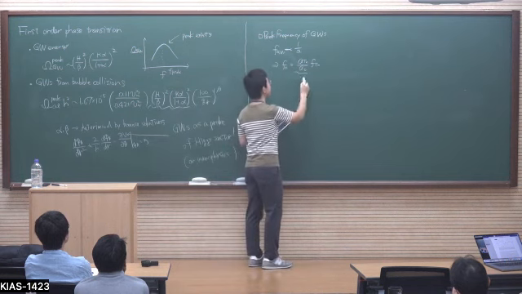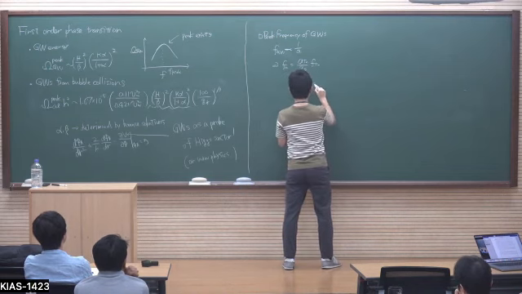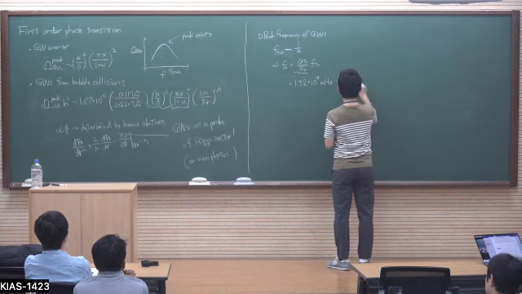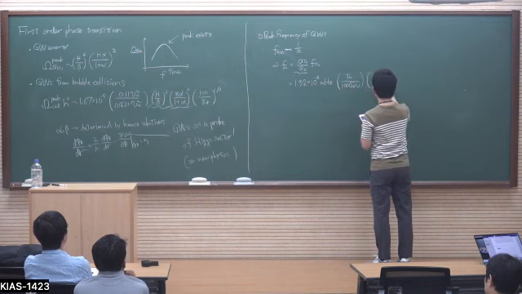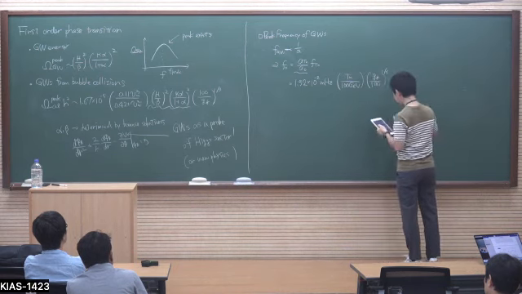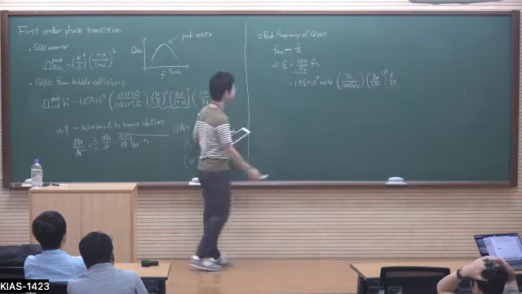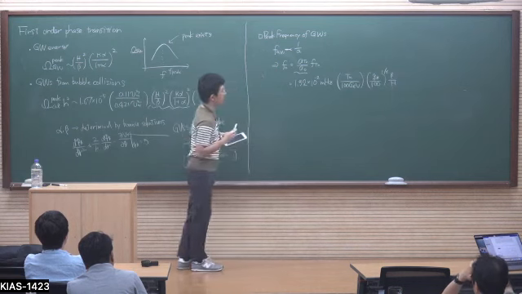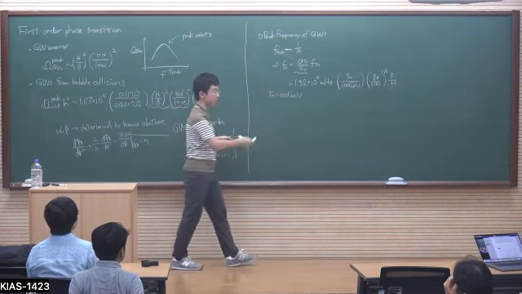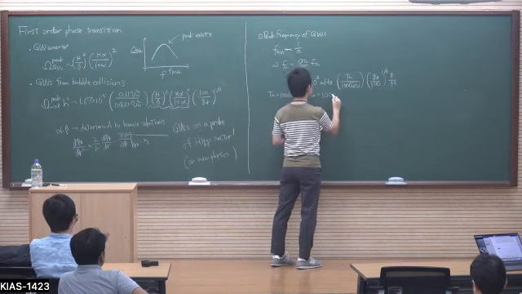By evaluating this form factor carefully, you can obtain this form. So if the Tn is around 100 GeV, it corresponds to the typical scale of the electroweak phase transition, and we take this as 100.